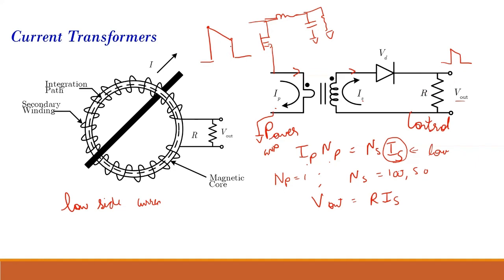Now, when this current goes to 0, we don't want the current to flow in the opposite direction, because then this value will become negative. That's why we place the diode, to prevent the current from flowing in the opposite direction.